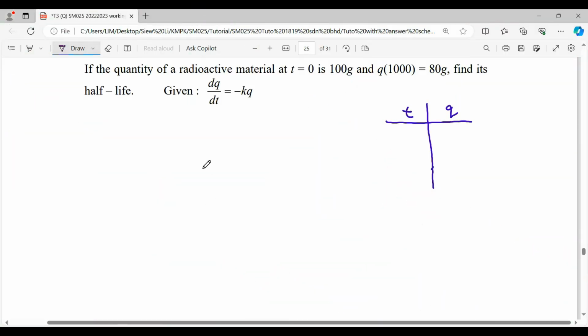Hi everyone, this question says: if the quantity of a radioactive material at t equals 0 is 100 gram and Q(1000) equals 80 gram, find its half-life. Given that the model is dQ/dt equals negative kQ.